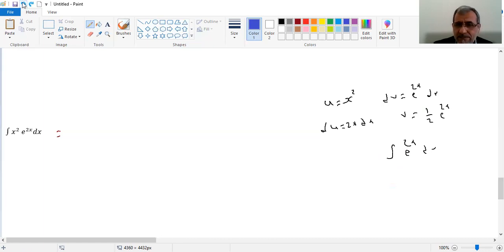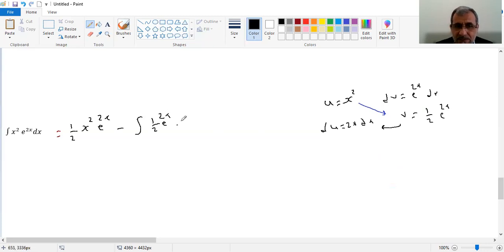So equal to, now uv, u times v, is half x squared e^2x minus integral v du, and we have here half e^2x times du, 2x dx. See, this 2 with this 2 cancels, and then I have only minus integral x e^2x dx. And the first one, rewrite it, which is half x squared e^2x.